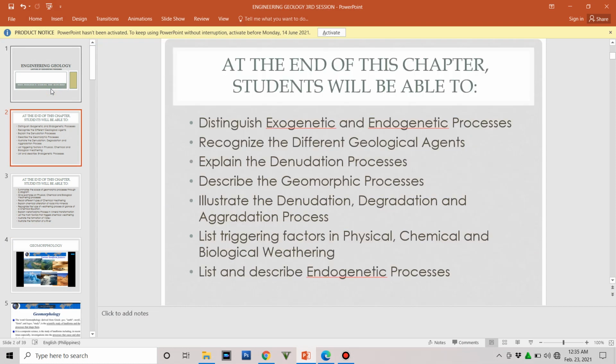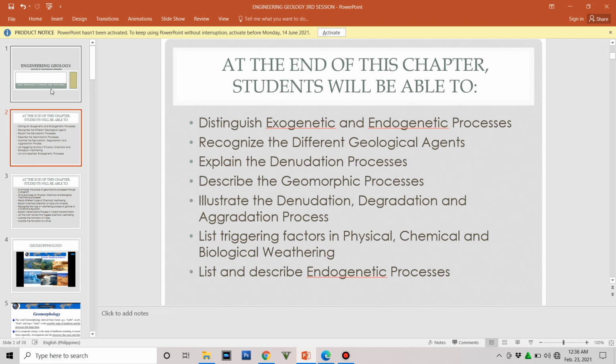As learning objectives, at the end of this chapter, you will be able to, number 1, distinguish exogenetic and endogenetic processes, and then recognize the different geological agents. Then explain the denudation processes. We will also describe the geomorphic processes and then illustrate the denudation, degradation, and aggradation process.